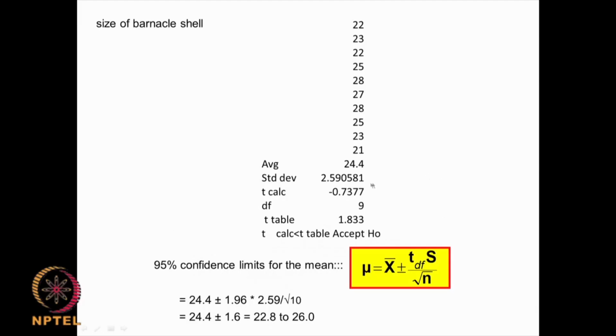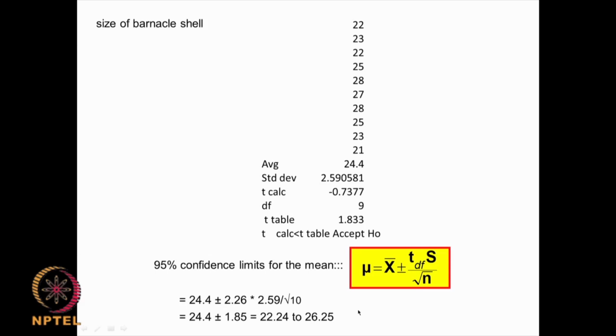24.4 mm as the mean of the sample with the standard deviation of 2.59, and you want to know whether the mu which you calculate is equal to mu 0, the alternate being mu is less than mu 0. So, for mu equal to mu 0, what do we do? We calculate the T from this equation: x bar minus mu divided by s by square root of n. So, you get minus 0.7377.